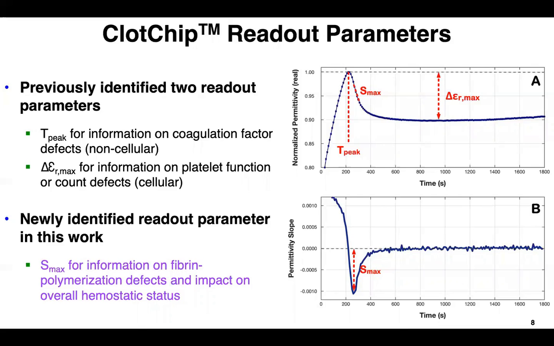In this study, we identify a third readout parameter in the ClotChip curve, namely Smax, which represents the maximum permittivity slope in absolute value after T peak is reached. Through a series of controlled experiments, we demonstrate that Smax can provide new information on fibrin polymerization effects on clot formation.